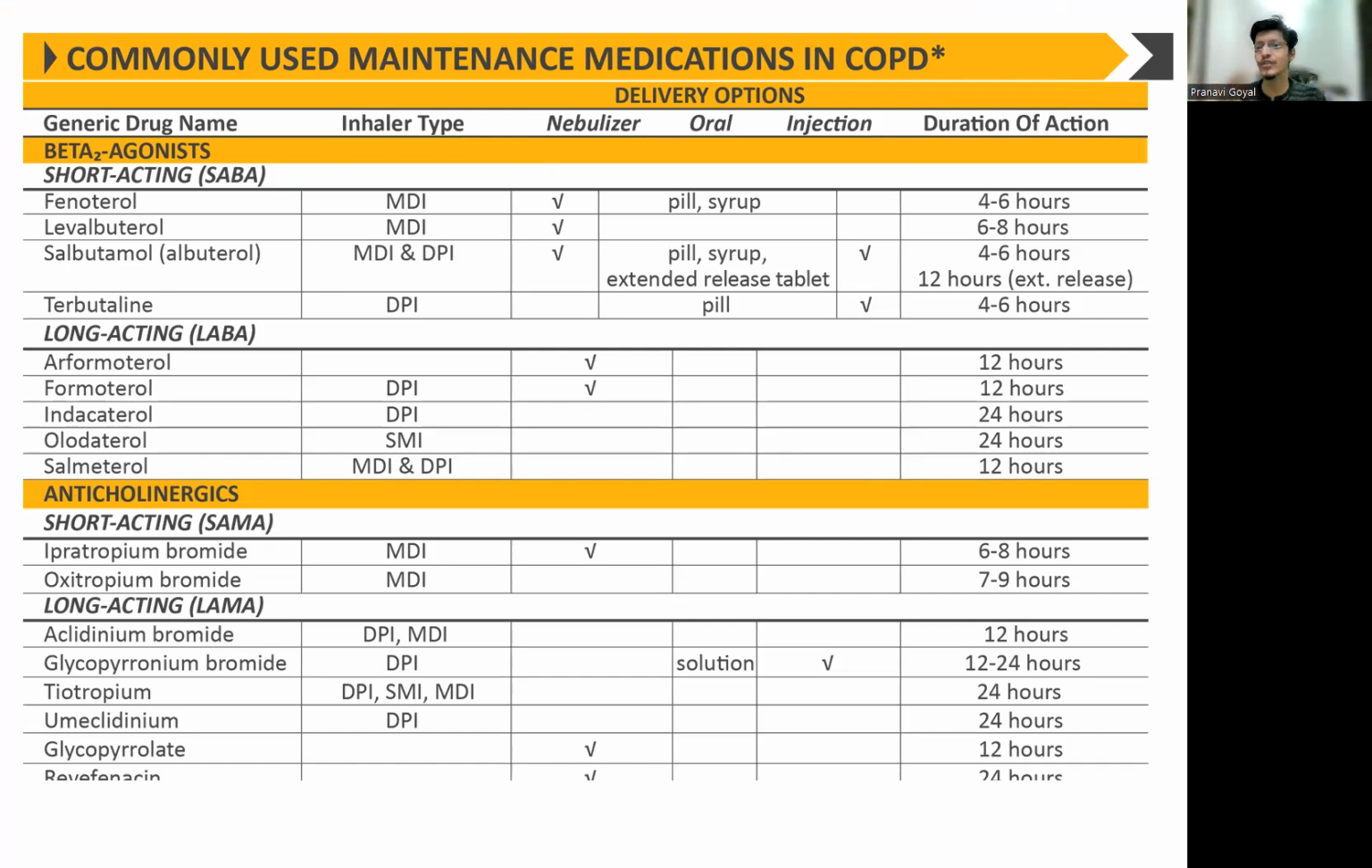Inside the beta agonists, we have short-acting beta agonists and long-acting beta agonists. Short-acting beta agonists are fenoterol, levosalbutamol, salbutamol, terbutaline. Long-acting are formoterol, indacaterol, olodaterol, salmeterol. Then in anticholinergics, short-acting we have ipratropium and oxitropium. In long-acting we have aclidinium, glycopyrrolate, tiotropium, umeclidinium. It's a new one. Okay, and you have levofloxacin.